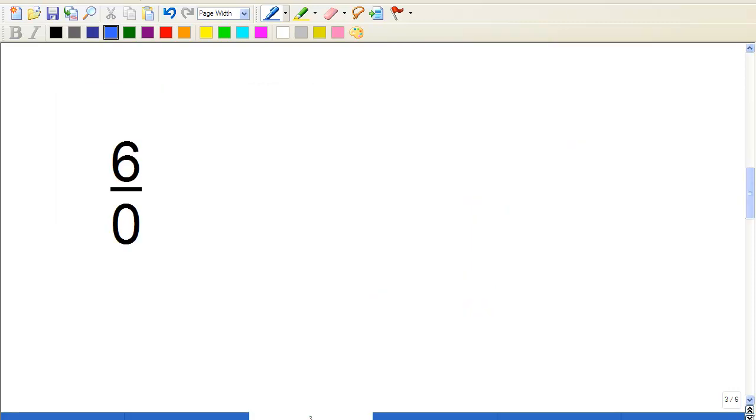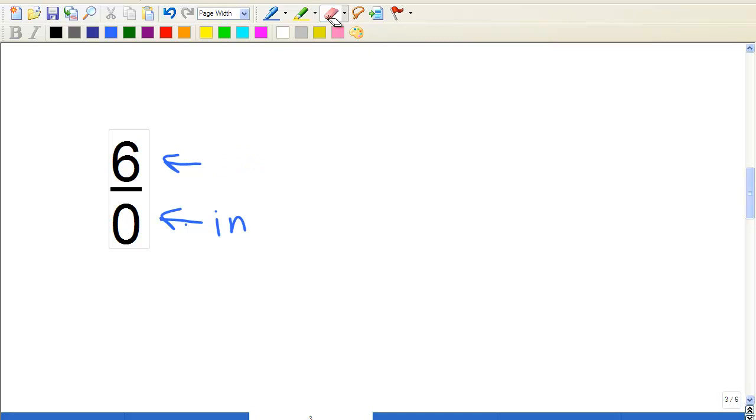However, this one is not okay. Why isn't it okay to have 0 in the denominator? Well, we can look at it 2 different ways. First of all, if we remember that this is how many in all, well, it really doesn't make any sense to have a pizza that's cut into 0 slices and you eat 6 of them. Yeah, that doesn't make any sense at all.